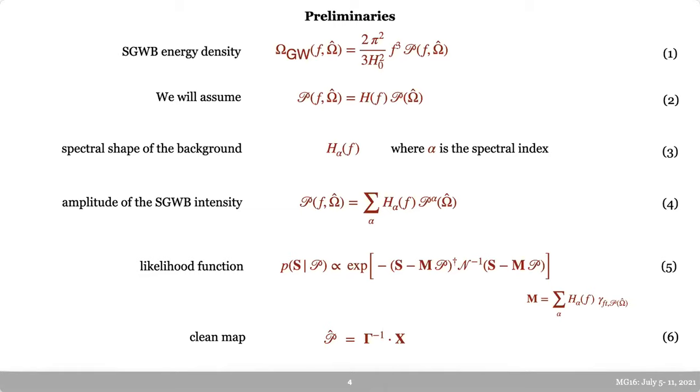In that way, we can write the likelihood function to estimate this background, where we used a shorthand to make things simple. The corresponding solution of this likelihood, the maximum likelihood estimator for this particular P, is given in equation 6, where gamma is the corresponding Fisher information matrix and X is the observed map through the antenna pattern function of the sky. This is generally known as the dirty map, where you are convolving with the detector response function.